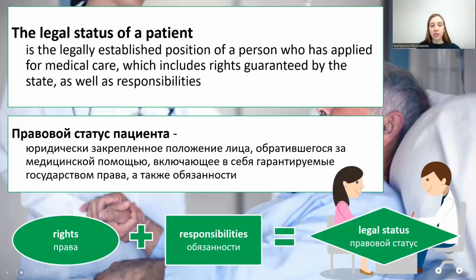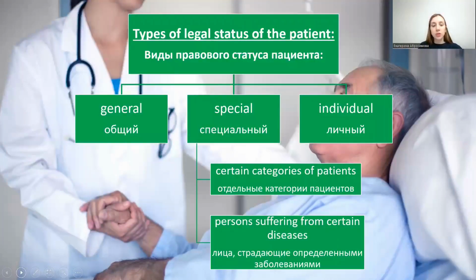The legal status of a patient is the legally established position of the person who has applied for medical care, which includes rights guaranteed by the state as well as responsibilities. It is necessary to distinguish the following types of legal status of the patient. General legal status. It is characteristic of any patient regardless of the disease and the medical institution to which he applied for help. Special legal status of the patient.